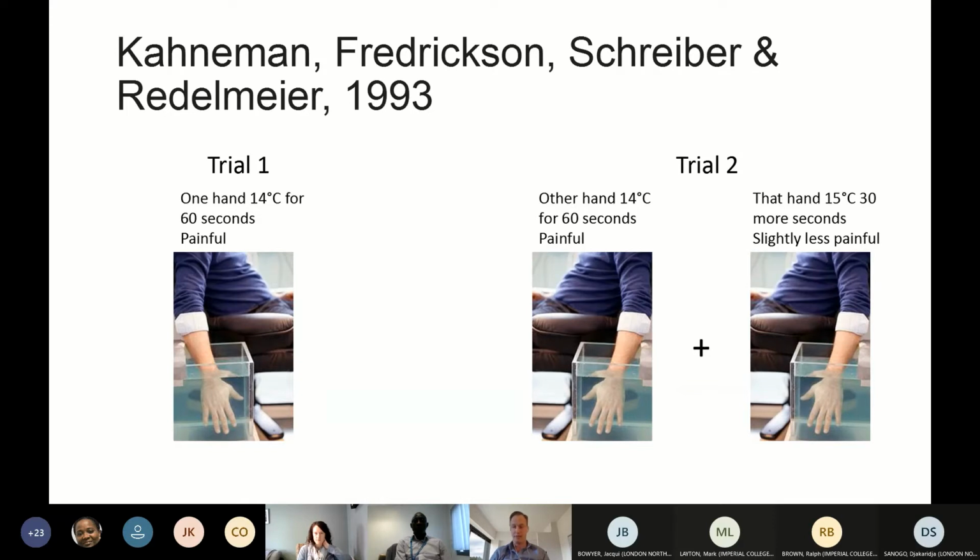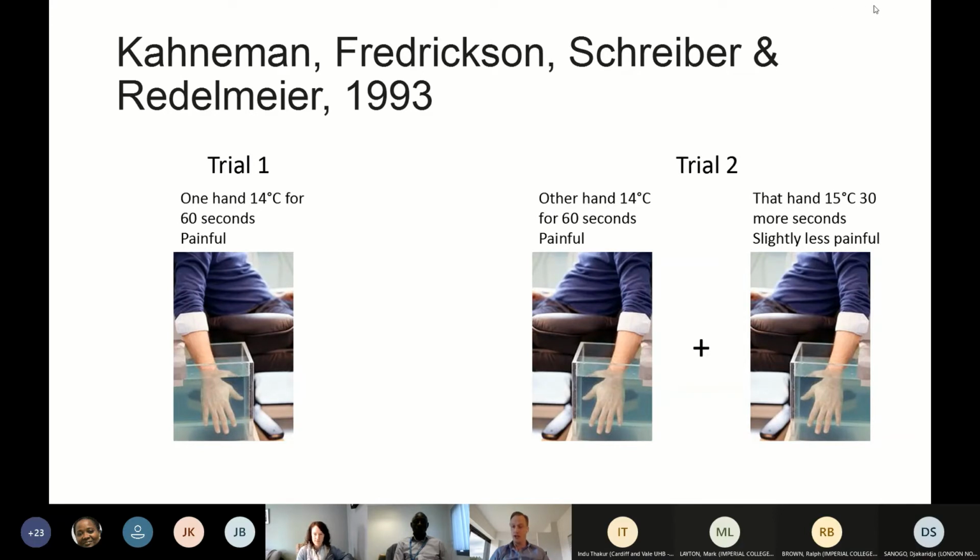Then they had people rate the experience, and a couple of days later they asked them, which one would you like to repeat? What do you think? Everyone's bashful. Trial 2. Yeah, absolutely, trial 2 because it's warmer. Because it ended well, right? They said they would be more willing to repeat trial 2 than trial 1, okay?